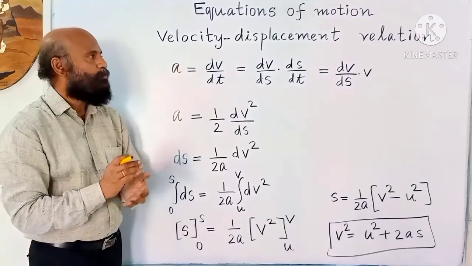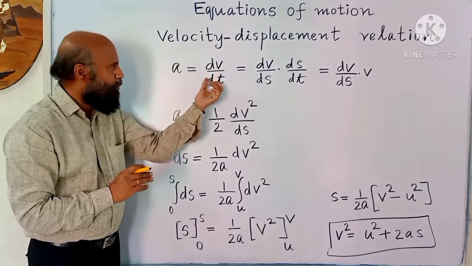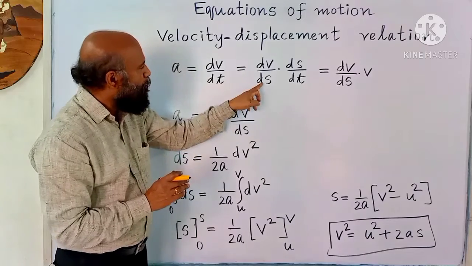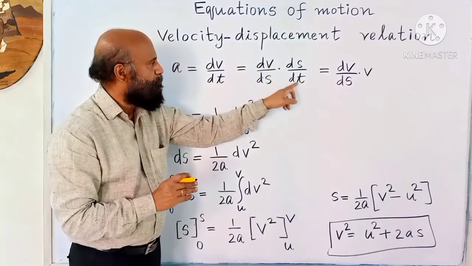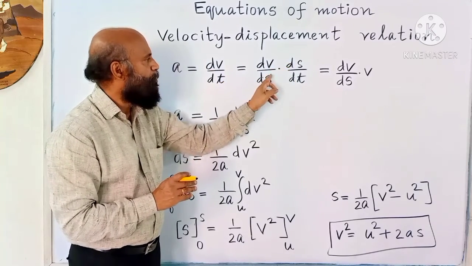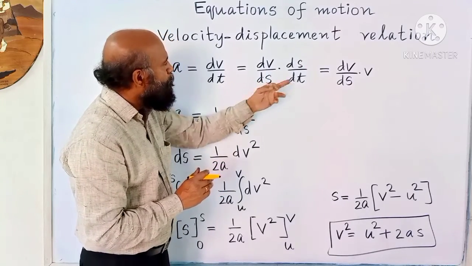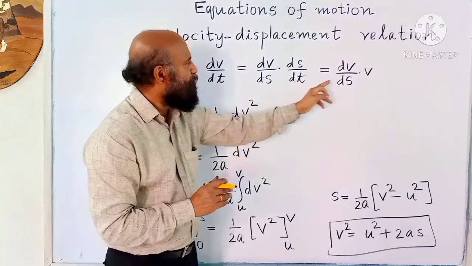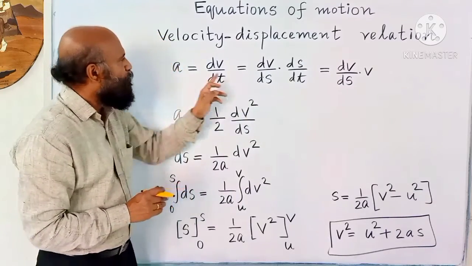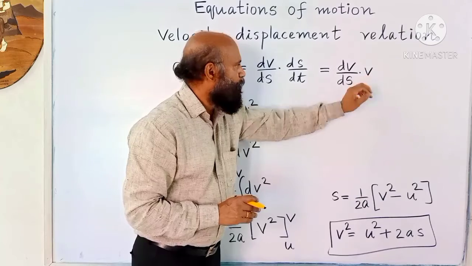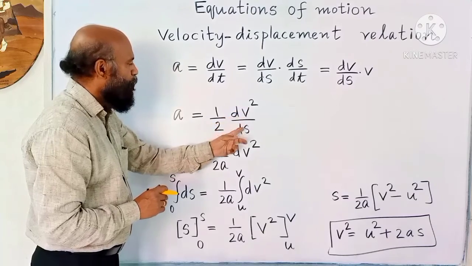Next, velocity displacement relation. Acceleration is rate of change of velocity. So a is equal to dv by dt. This expression you divide by ds and multiply by ds. So dv by dt, dv by dt. When you divide and multiply by the same ds, there is no change, but ds by dt is velocity. Now this expression a is equal to dv by ds into v can be written like this. a is equal to half dv square by ds.